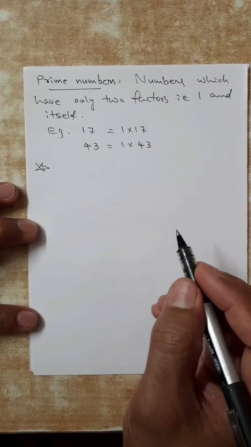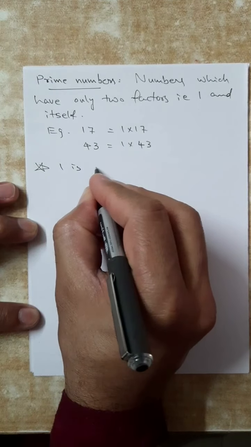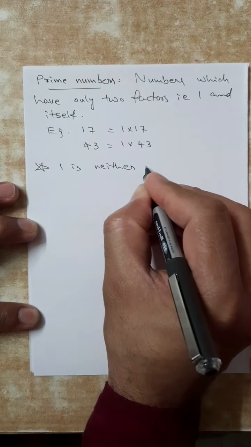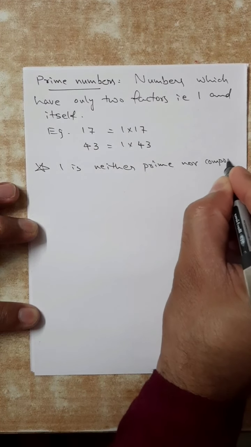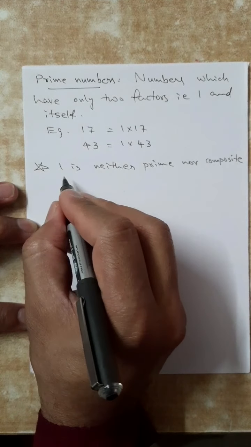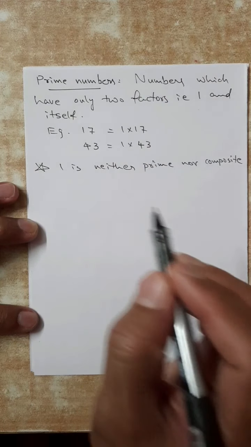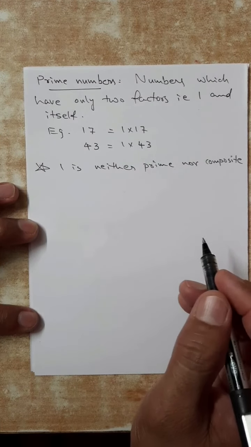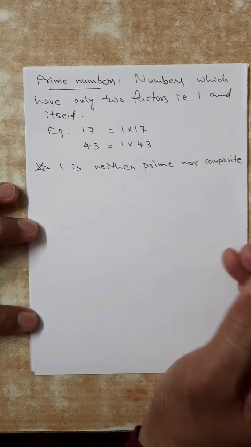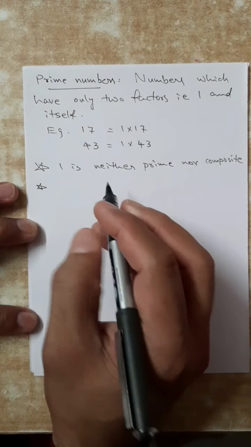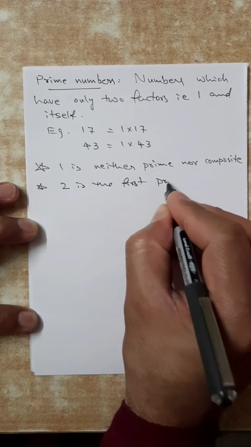Now there is something special about prime numbers. What all things we studied? 1 is neither prime nor composite. The first natural number 1 is not a prime number, not a composite number. What is a composite number? I am coming to that. I am sure you know, because we studied it in lower class, but we will revise in this video. 1 is neither prime nor composite. Next number is 2. 2 is the first prime number, the smallest prime number.